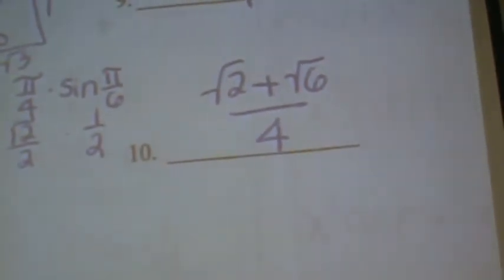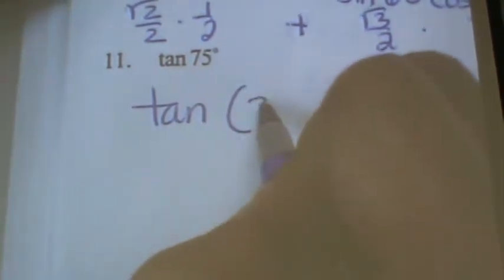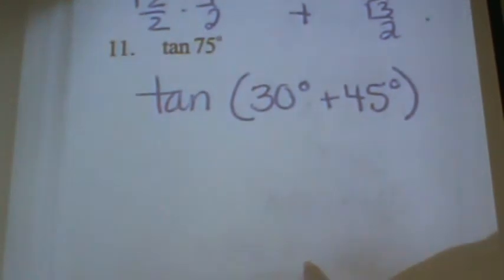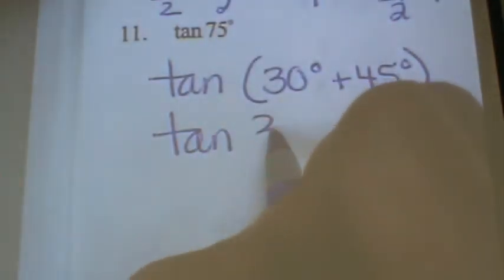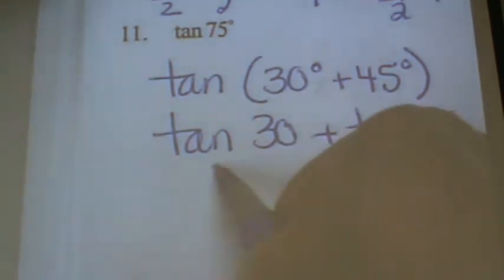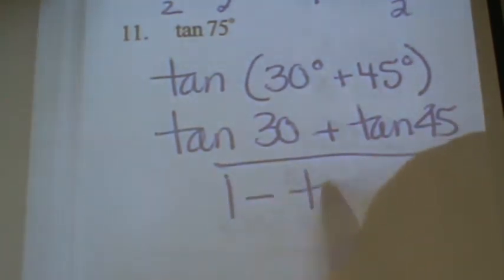Next one. How do you get 75 degrees with the angles that we know? 45. Okay, how'd you do it? 30 plus 45 gives us 75, right? Yeah. So what does the tangent identity look like? It looks like the tangent of the first angle plus the tangent of the second angle over 1 minus the product of these.